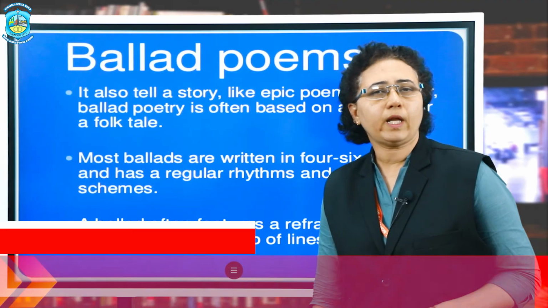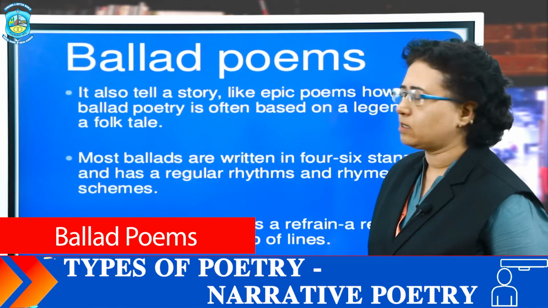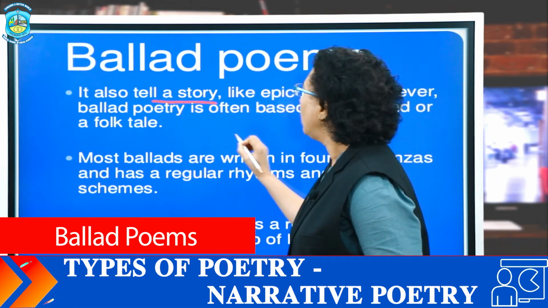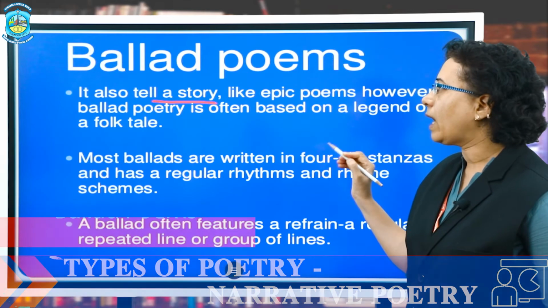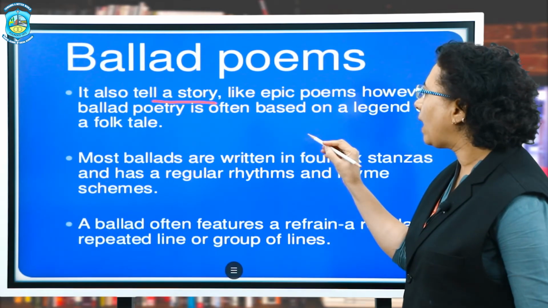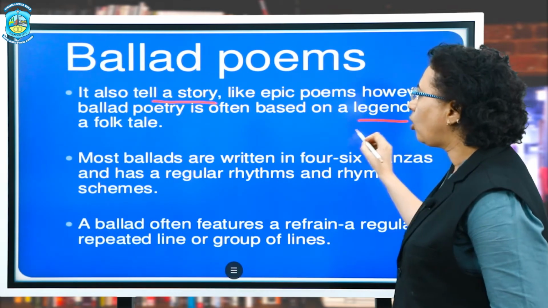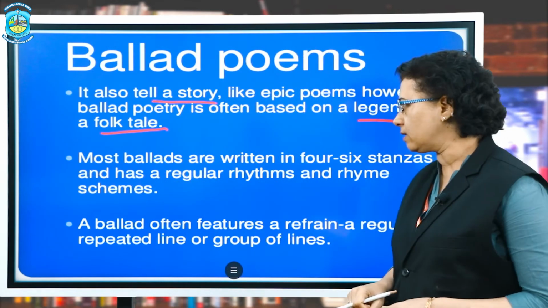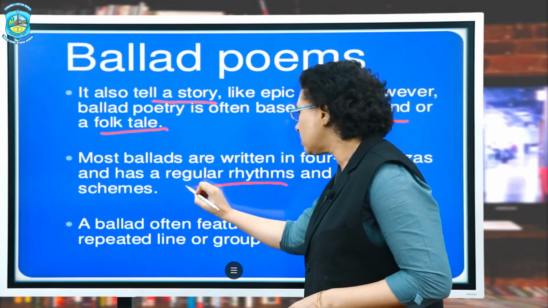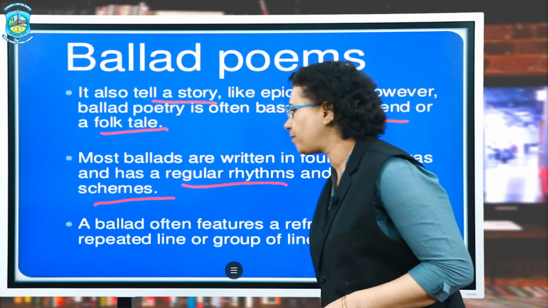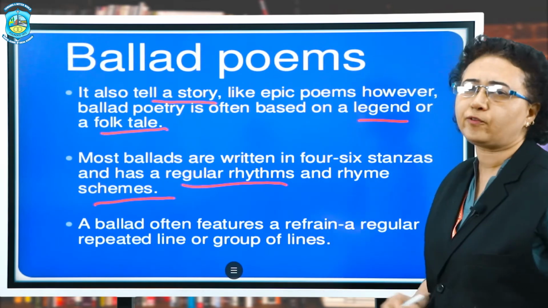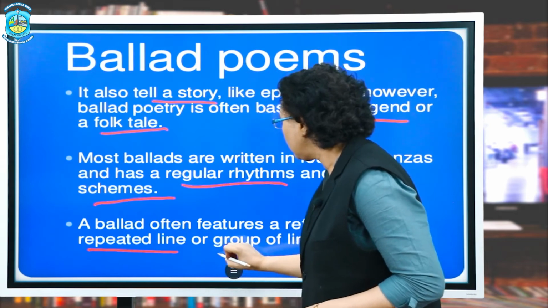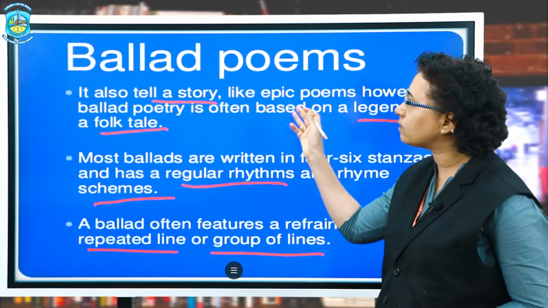The second type of the narrative poetry are the ballads. Just like the epics, they also tell us a story. But epic poems and ballads, what is the difference? The ballads tell us about the legend or the folk tales. Most of the ballads are written in 4 to 6 stanzas and they have regular rhythms as well as rhyme schemes. It often features a refrain. What is a refrain? That is repetition of lines or even groups of lines, which are the characteristics of ballad.